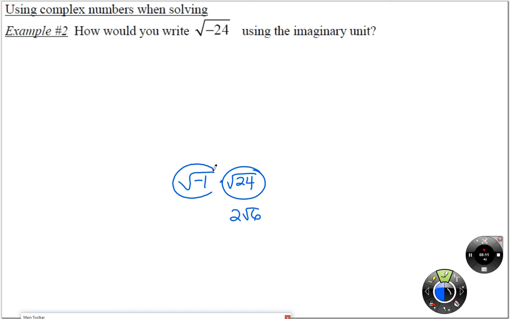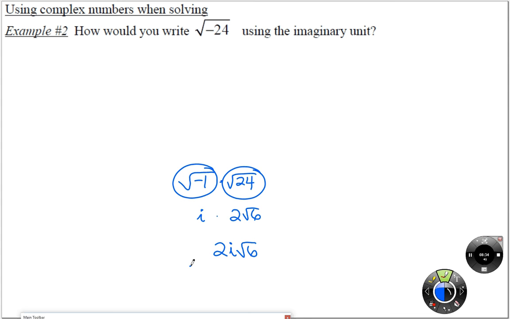But what do we now call the square root of -1? i. So this number you would most likely see written, the order doesn't really matter, but it's just kind of etiquette, the way that they write it. You would see it as 2i rad 6. And what that would tell you is this isn't a real number. This is an imaginary number because it had a negative underneath the radical.